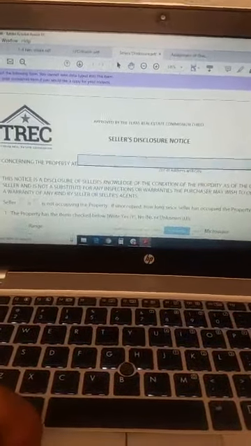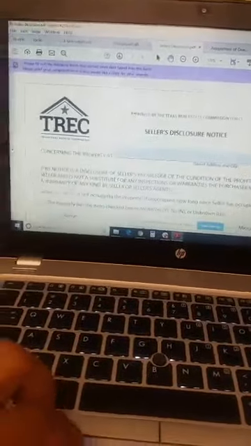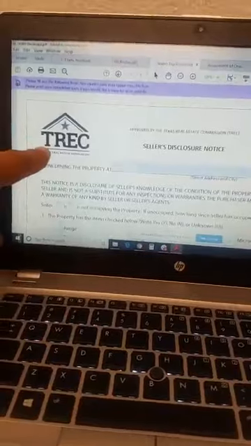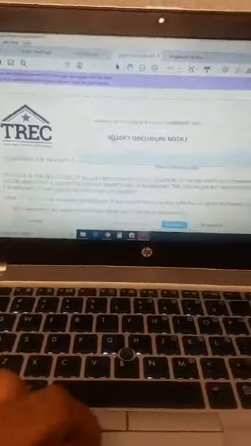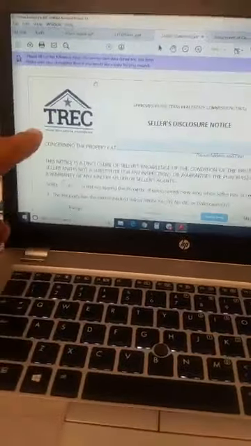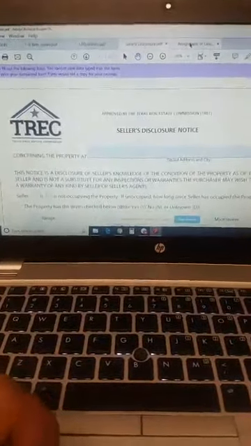And by the way, there's another one that the agents use. They have a TAR over here instead of TREC. TAR stands for Texas Association of Realtors. Only agents can use that. This one is for the public, and this is probably easier for them than TAR. I don't like the way TAR is written up.